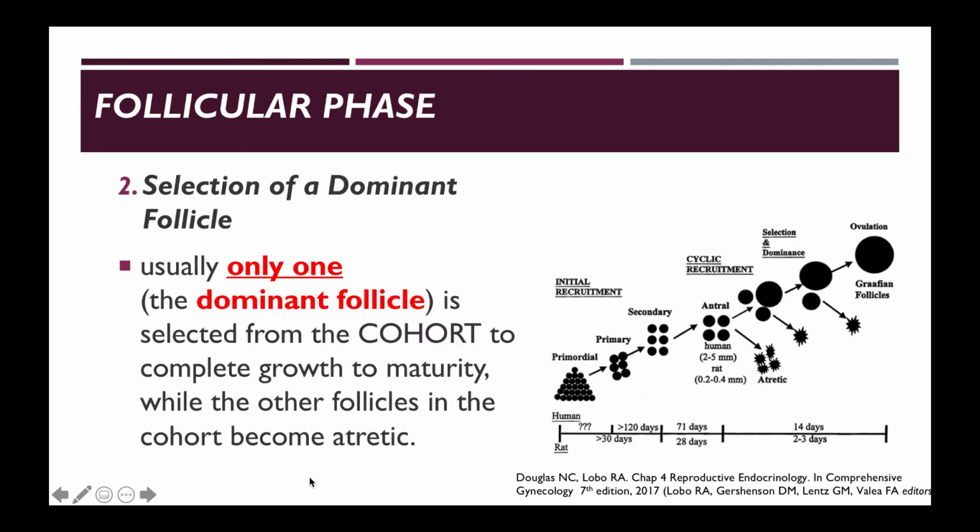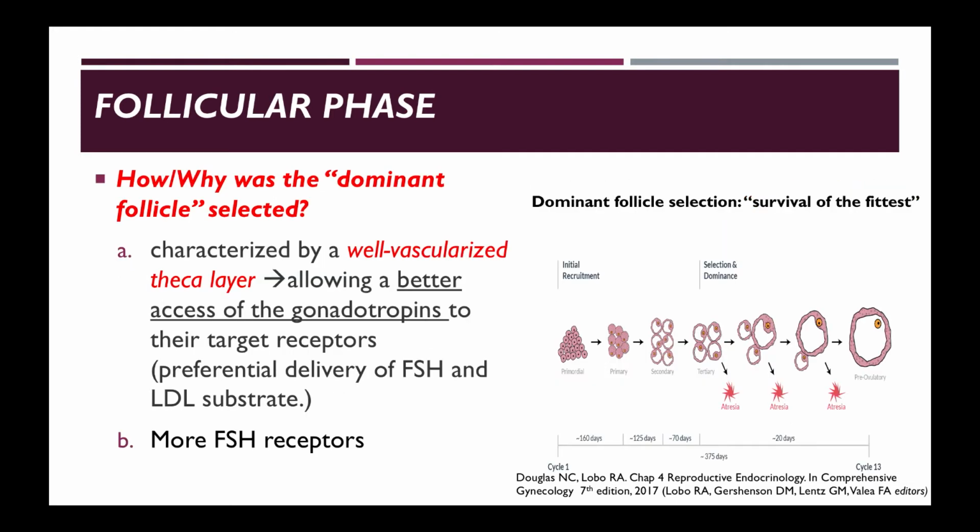The next event after the selection of the cohort is the selection of a dominant follicle. Now, usually only one follicle, or what we call the dominant follicle, is selected from the cohort to complete growth to maturity, while the other follicles in the cohort become atretic.